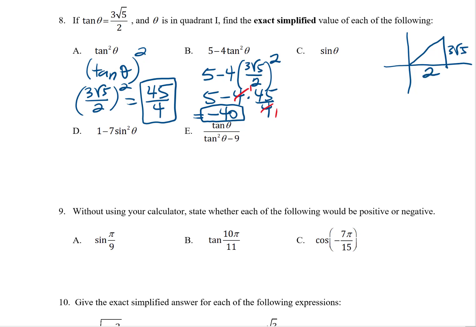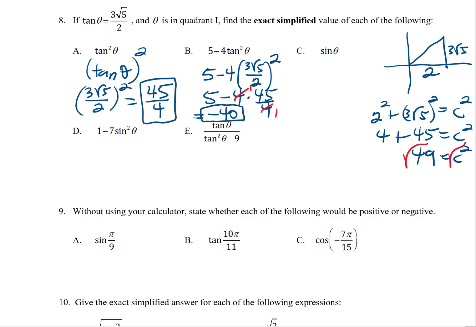Let's use the Pythagorean theorem real quickly here. 2 squared plus 3 root 5 squared equals c squared. We've seen these numbers before. This is the 4 and this is the 45. I get c squared equals 49, which of course means that c is equal to 7. And now that I have the hypotenuse, I can fill in the sine ratio. It is just the opposite, the 3 root 5, over the hypotenuse, the 7.